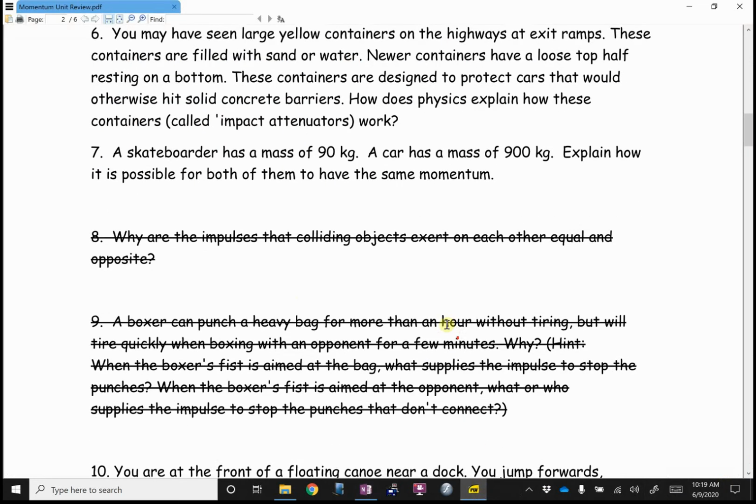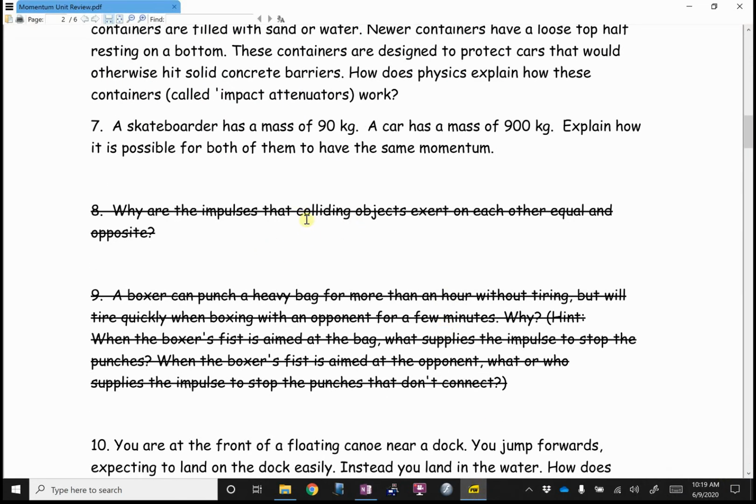Next question, number 8. Why are the impulses that colliding objects exert on each other equal and opposite? I crossed that out, but it's a consequence of Newton's third, forces come in pairs.